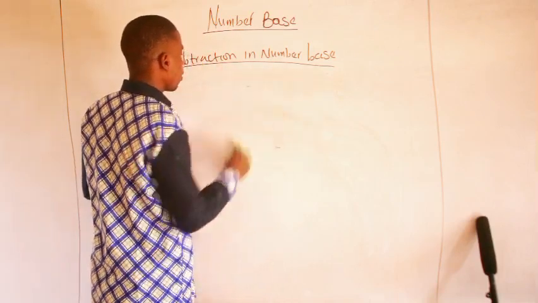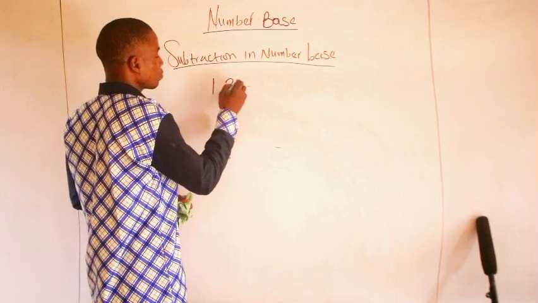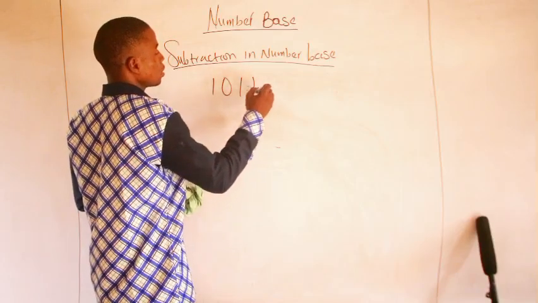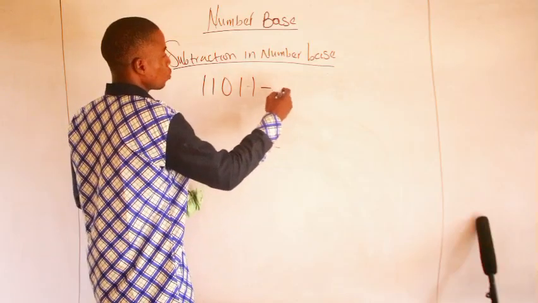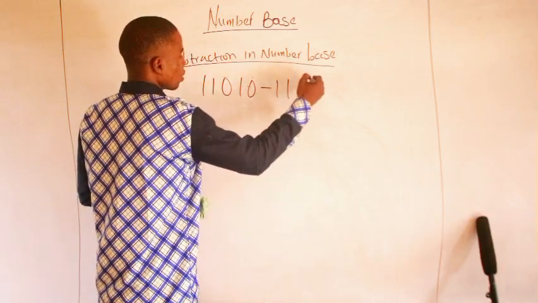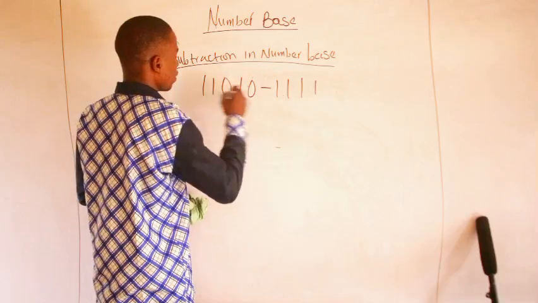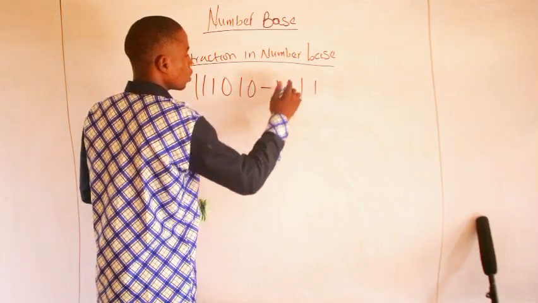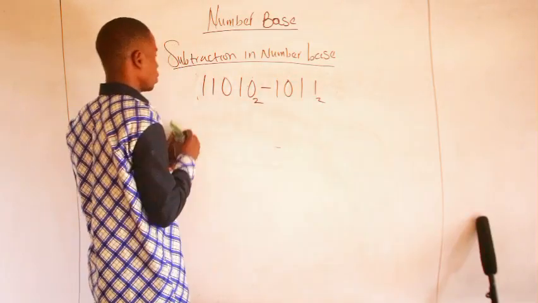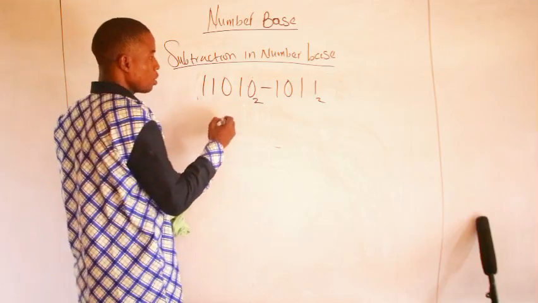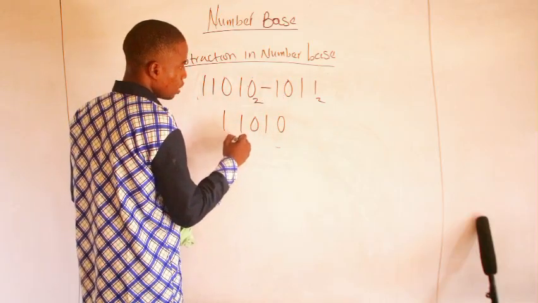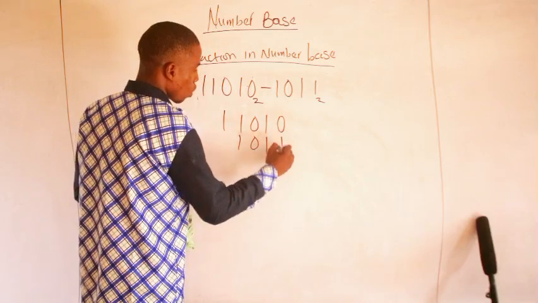Let us look at this one. In binary numbers: 1 0 1 1 1 1 minus 0 1 1 1 1. Base 2. Let us look at this. Now, the other number is 1 1 0 1 0, and this one is 1 0 1 1. Let us look at this one.